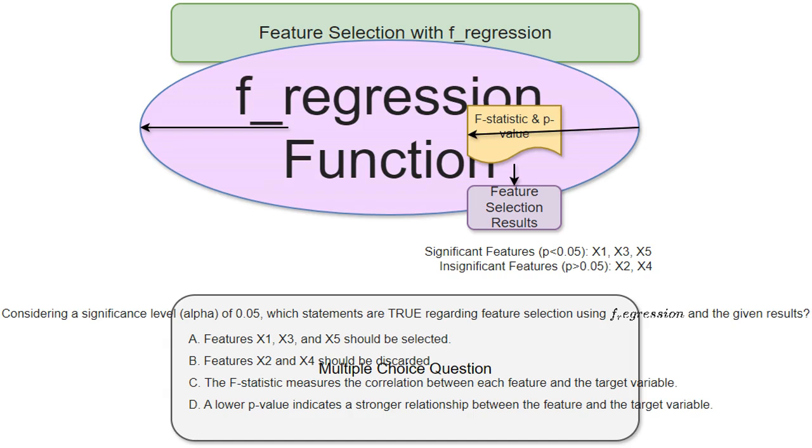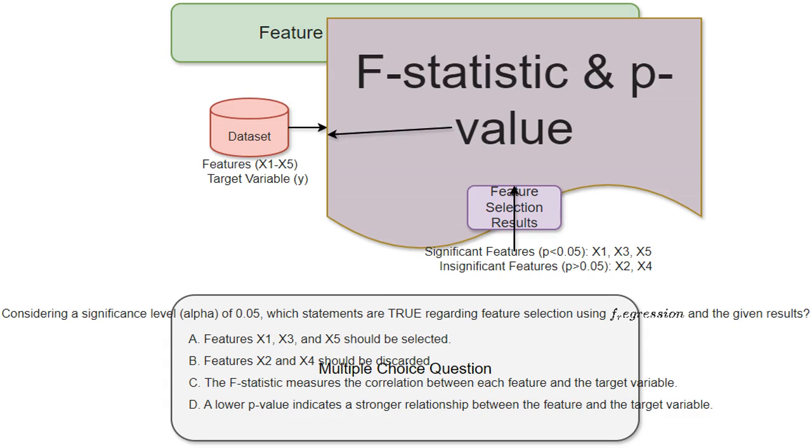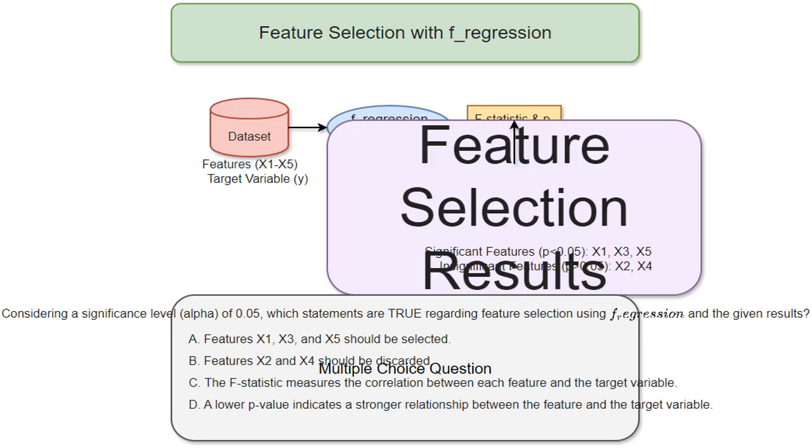f_regression uses an f-test to assess the relationship between each feature and the target variable. The result provides f-statistics and p-values. The f_regression function outputs these values for each feature. The f-statistic measures the variance explained by a feature. The p-value tells me the probability of getting such a result if there's no relationship between the feature and target variable.